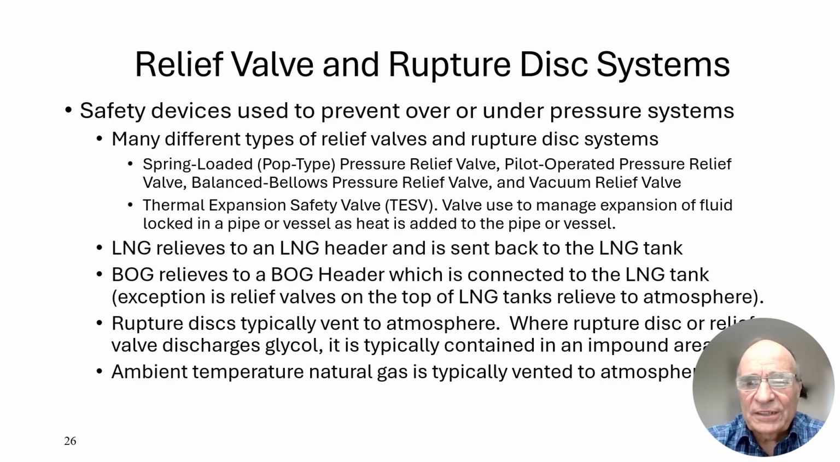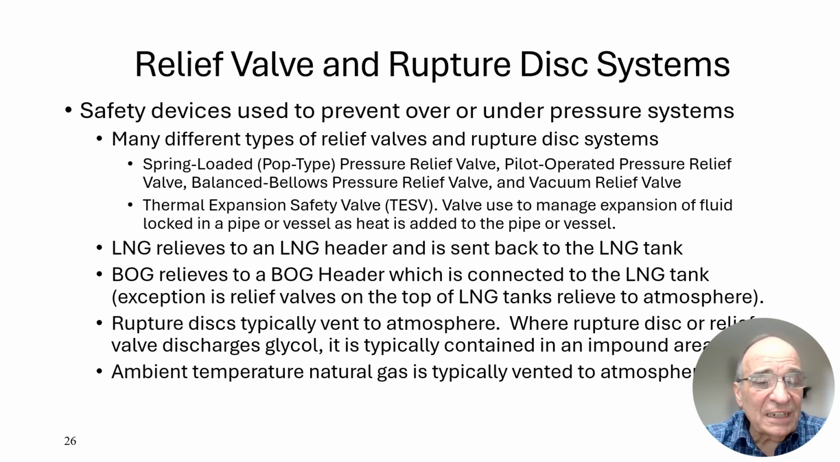Relief valve and rupture disc systems. These are safety devices used to prevent over and under pressure. Many different types of relief valves and rupture discs are used in the plant. There are spring-loaded pop-type pressure relief valves, pilot-operated pressure relief valves, balanced bellows pressure relief valves, and vacuum relief valves.